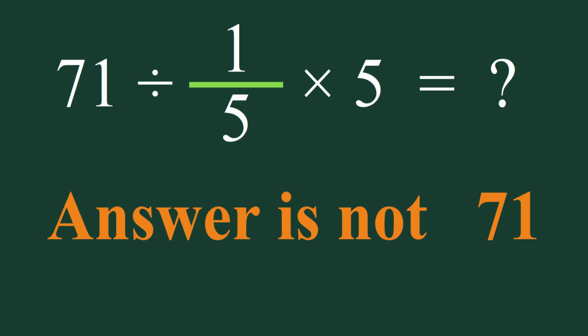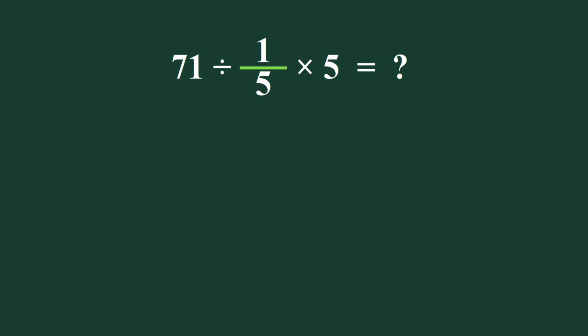What's next in this video? We wanted to find the value of this expression: 71 divided by 1 over 5, then times 5. Let's go and start solving the problem.